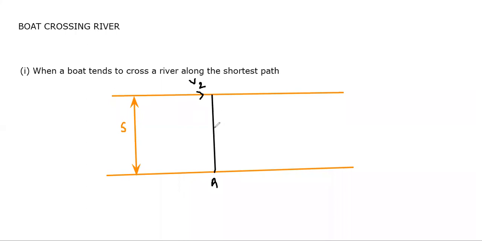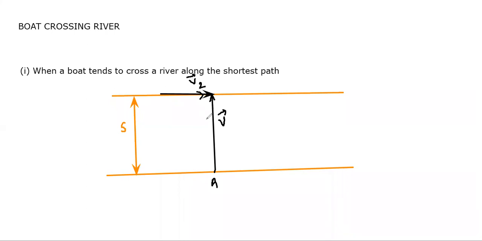Let the velocity along this path be v. Okay, I will make a vector and let this be v vector. Velocity is v here, right? Now velocity here is v2. I will draw one more vector, which is having value v2 vector.